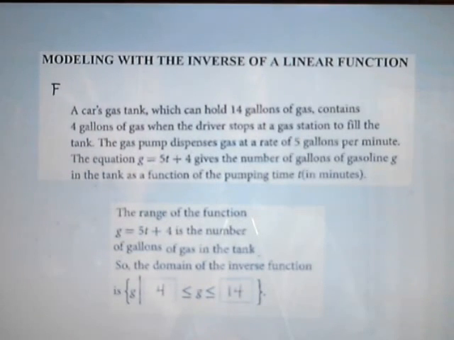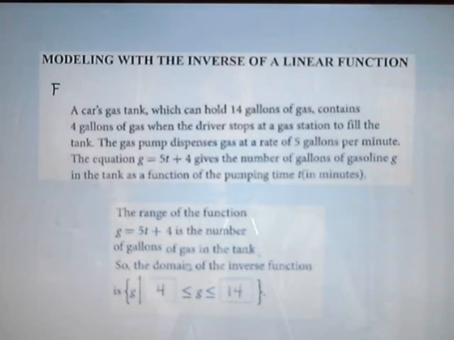So you've got this car who has a total of 14 gallons of gas. Driver stops and he's got 4 gallons right now. So he's going to go pump some gas, and it does 5 gallons per minute. So we've got this function that describes pumping the gallons of gasoline into the tank as 5t plus 4. So he's got 4 gallons already. Every minute he can get 5 gallons in.